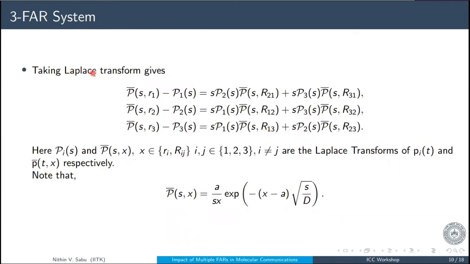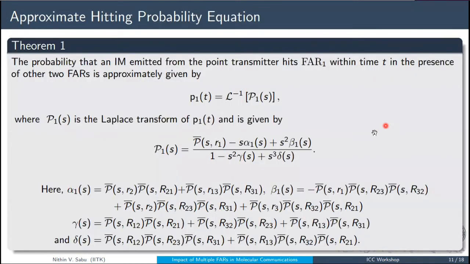Now, taking the Laplace transform of the above 3 equations, we will get these 3 equations where P of s and P bar of s are Laplace transforms of P of t and P bar of t, x, where P bar of s, x is equal to a by s x, exponential of minus x minus a root of s by D. Here we have 3 unknowns, that is P1 of s, P2 of s, and P3 of s, and we have 3 equations. By solving the equations for P1 of s, we will get an expression like this, where alpha 1 s, beta 1 s, gamma s, and delta s are given as here. And this is the Laplace domain equation.